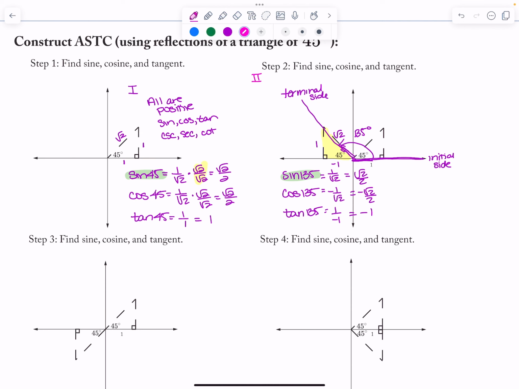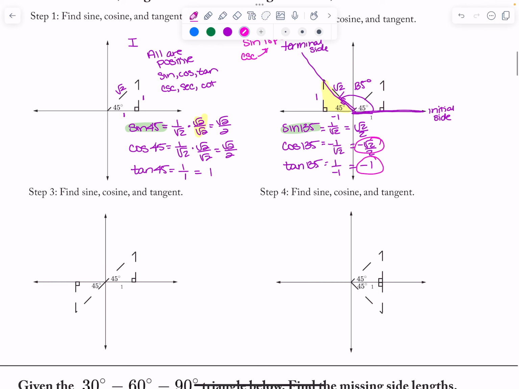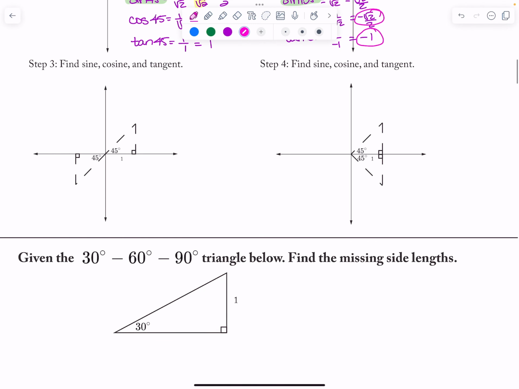When I look at quadrant 2, what you notice is that sine is positive. That also means that its reciprocal, 1 over sine, which is cosecant, will also be positive as well. And everybody else was a negative value. Okay, so let's see what happens in quadrant 3. So I'm going to reflect again.